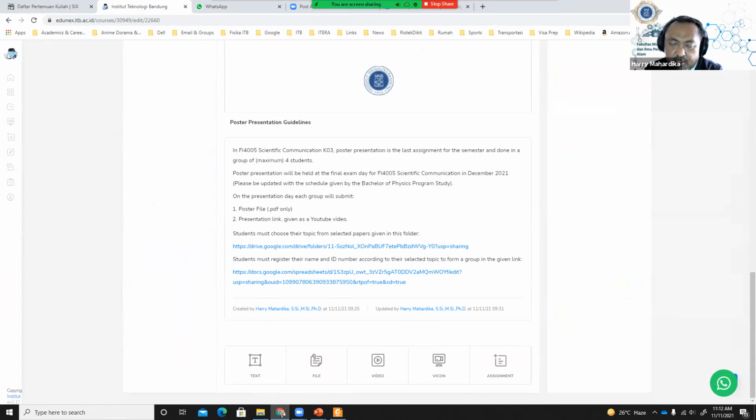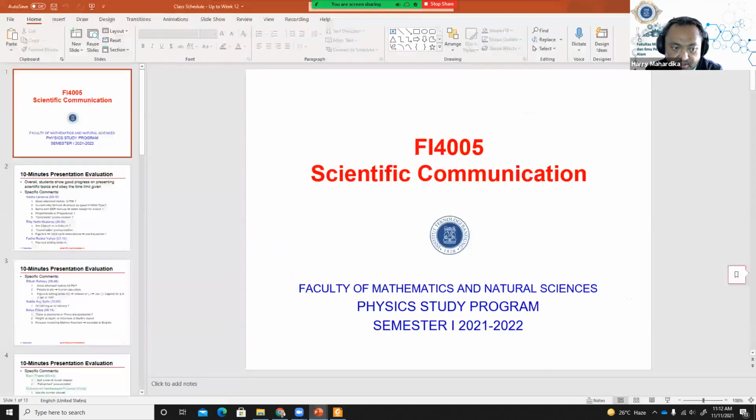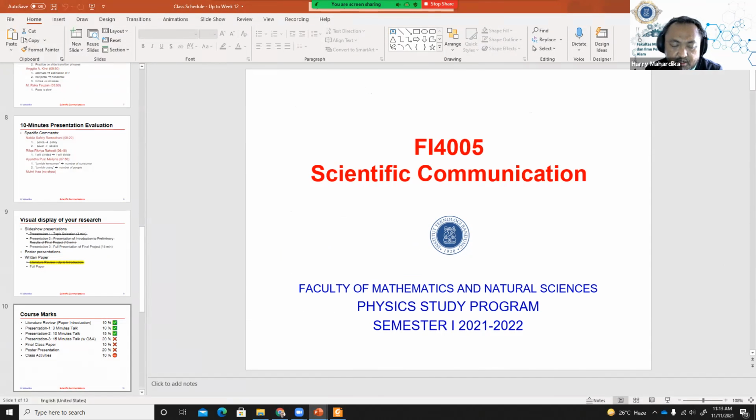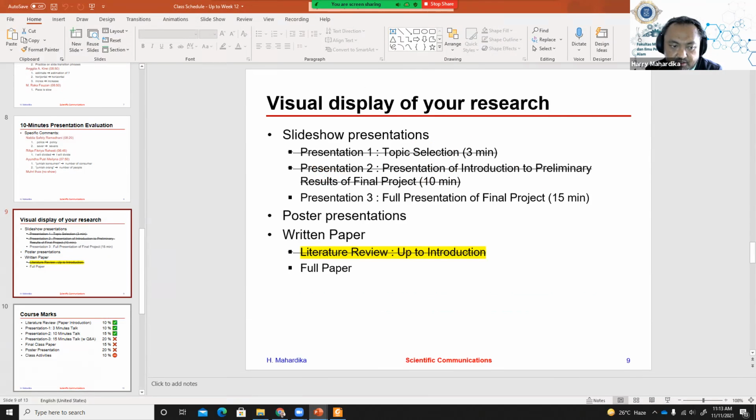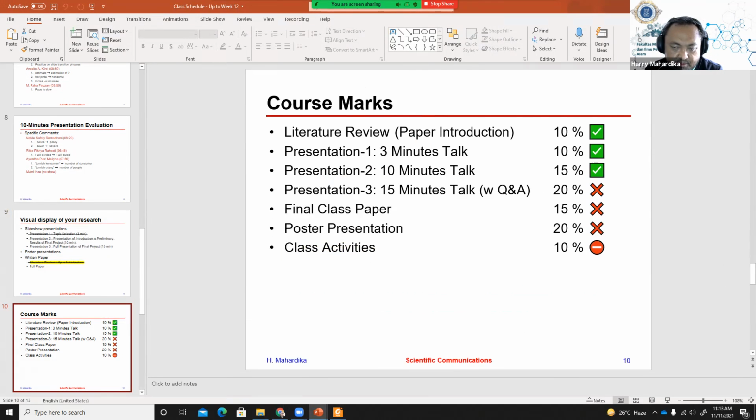So here in our class, poster presentation is the last assignment for the semester. So it's basically your final assignment for this class, as I mentioned before in the last lecture. This one represents 20% of your final mark, and the activity is no longer an individual assignment, but becomes a group assignment.